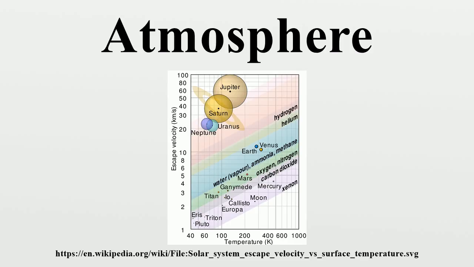78.08% nitrogen, 20.95% oxygen, 0.93% argon, 0.038% carbon dioxide, and traces of hydrogen, helium, and other noble gases, but generally a variable amount of water vapor is also present, on average about 1% at sea level.